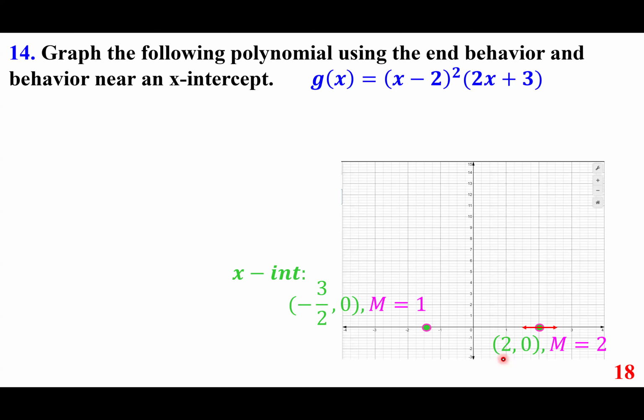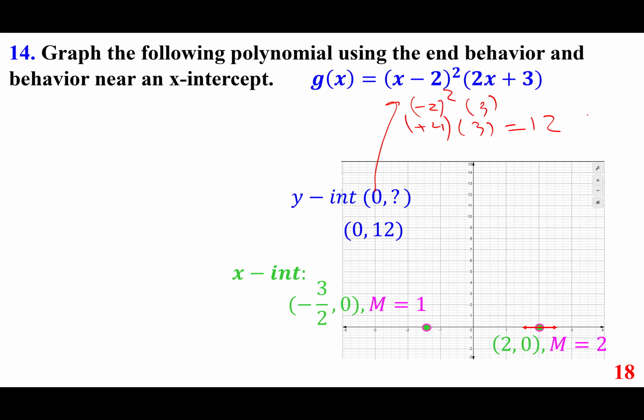Now, let's go with the y-intercept, and to find the y-intercept, you put 0 here. Let's just quickly see what we get. So if I put 0 here, I'll get minus 2 squared times 3, which is plus 4 times 3, which gives you positive 12.